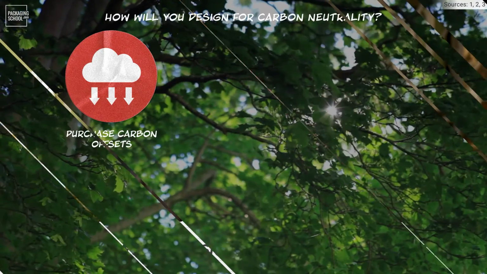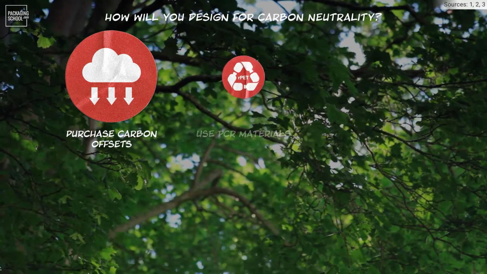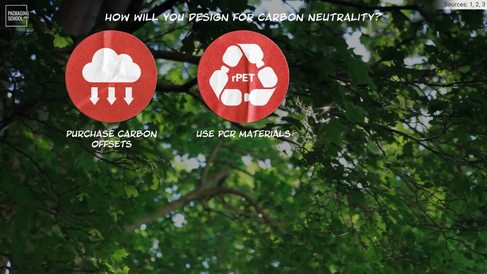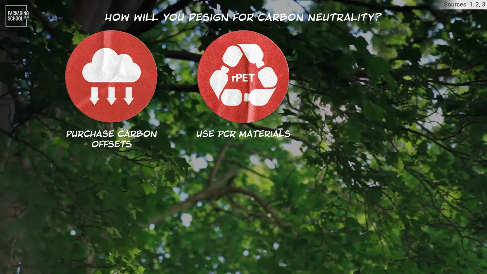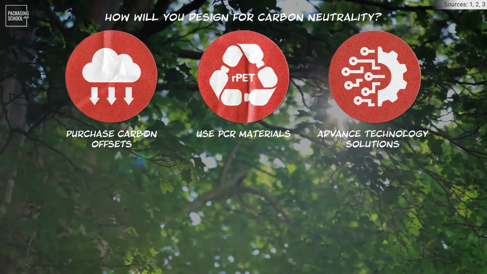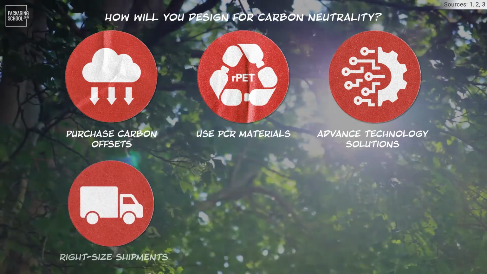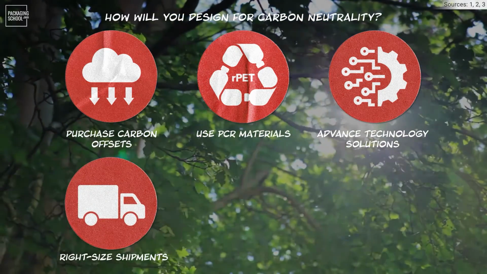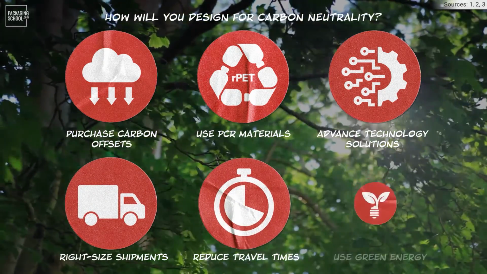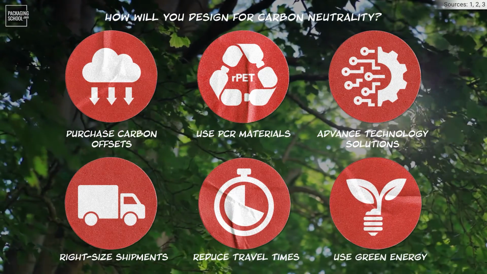Let's start with this question. How will you design for carbon neutrality? Achieving a net carbon dioxide output as close to zero as possible is accomplished a variety of ways. You can purchase carbon offsets, you can use post-consumer recycled materials, you can use bioenergy with carbon capture and storage, you can right-size your shipments, reduce travel time, and use green energy throughout the supply chain.